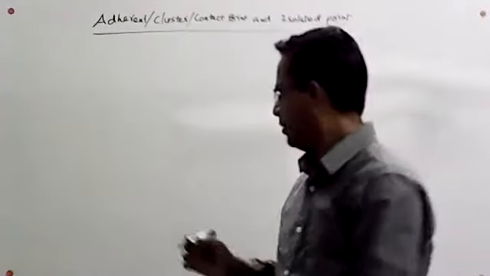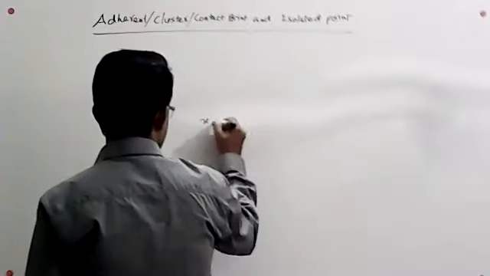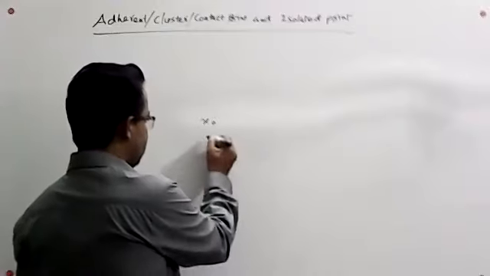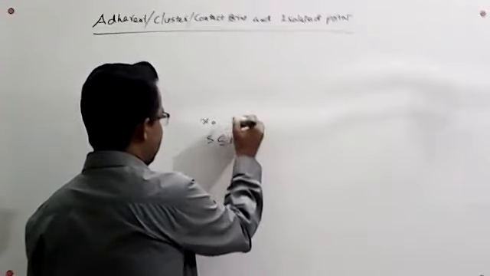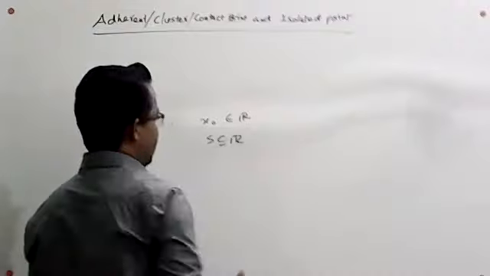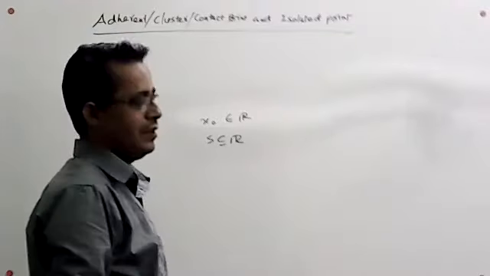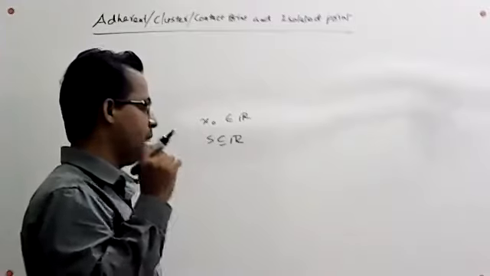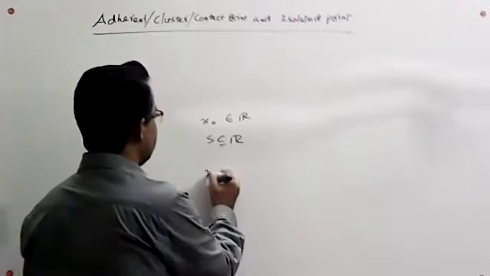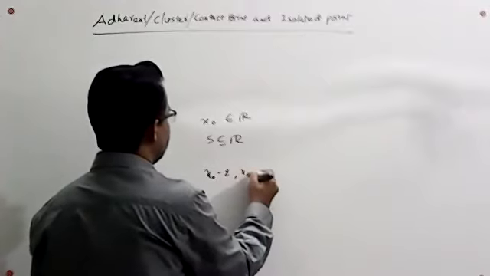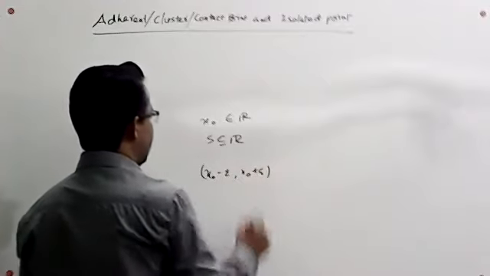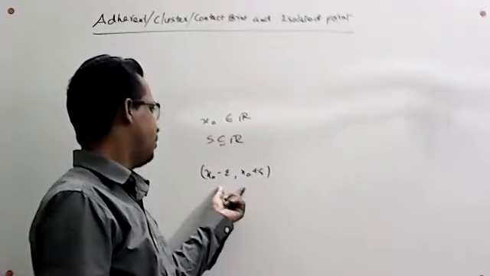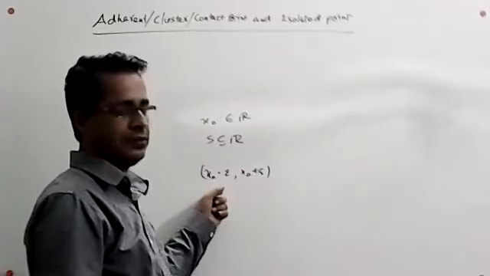A real number x naught is said to be a limiting point of S, which is also a subset of R, if there exists an open interval or every neighborhood of x naught, that is x naught minus epsilon to x naught plus epsilon, contains at least one point of S other than x naught.